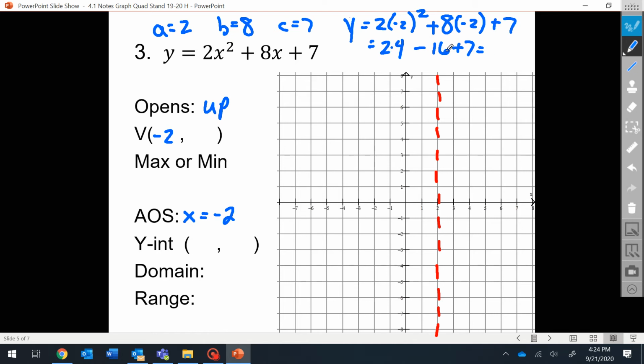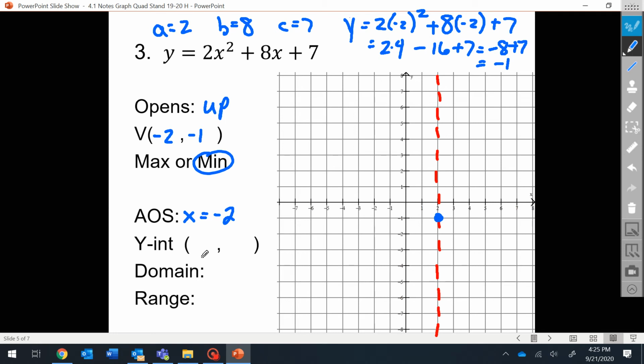Okay, so 8 minus 16, negative 8 plus 7, which is negative 1. So my y-coordinate is negative 1, so my vertex is down here at negative 1. Remember, this opens up, so we will have a minimum at the vertex. The vertex will be a minimum point.